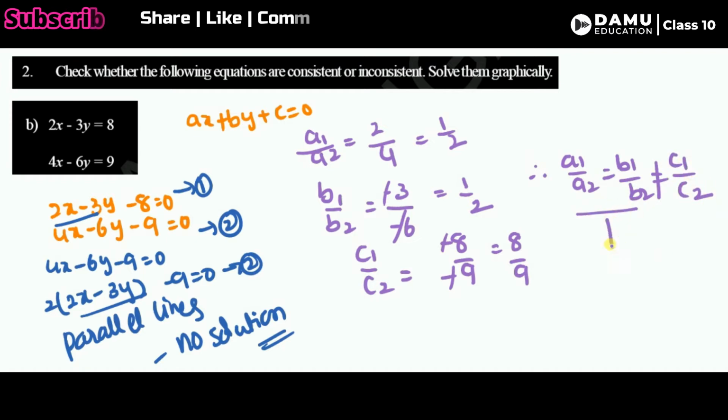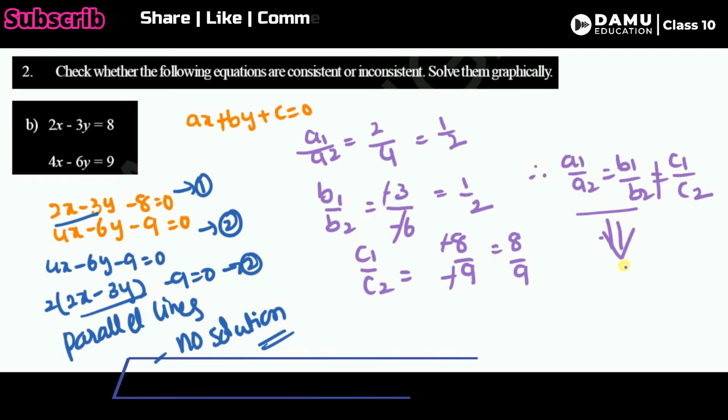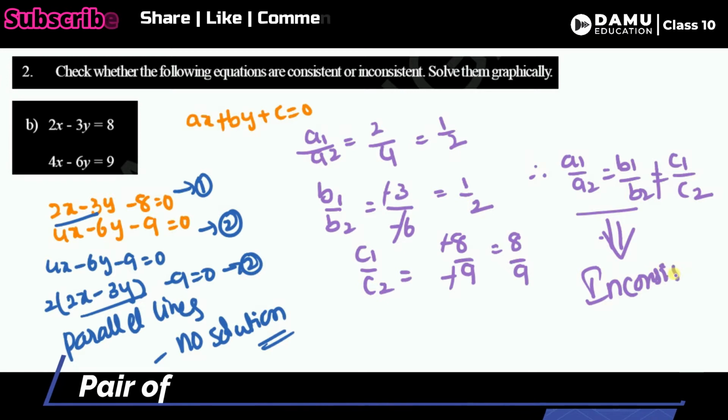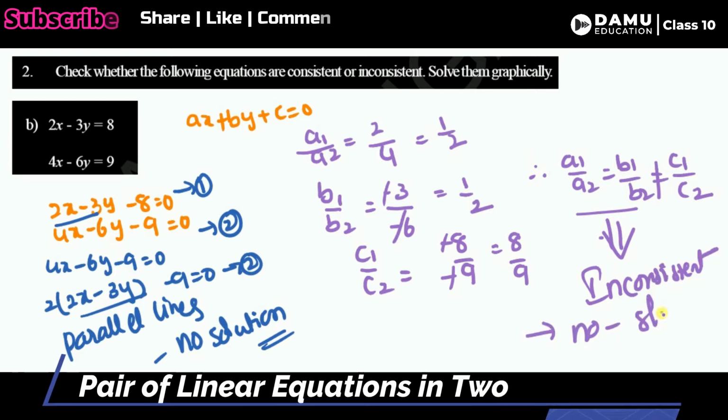So if two ratios are equal and all are equal, that means many solutions. But here only one is equal, another one is not equal. For that it is inconsistent. What you can say, this is inconsistent. For this, no solution. The two lines are parallel. Like this we have to see.